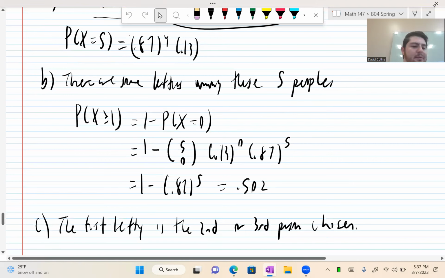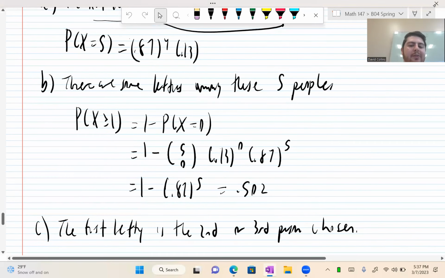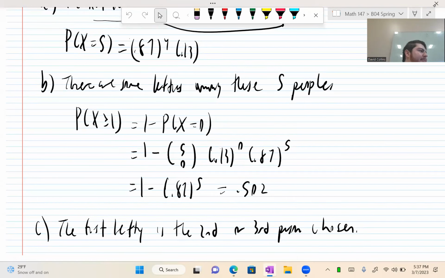There are some lefties among these 5 people. That means there is at least one lefty, right? So the probability that there's at least one lefty is the complement of no lefties. All right, so that concludes 1415.